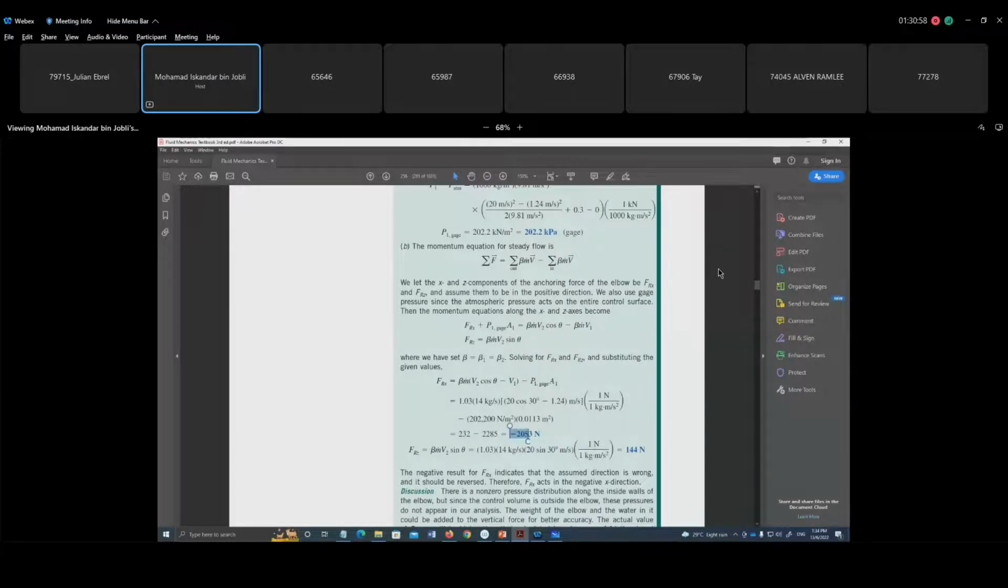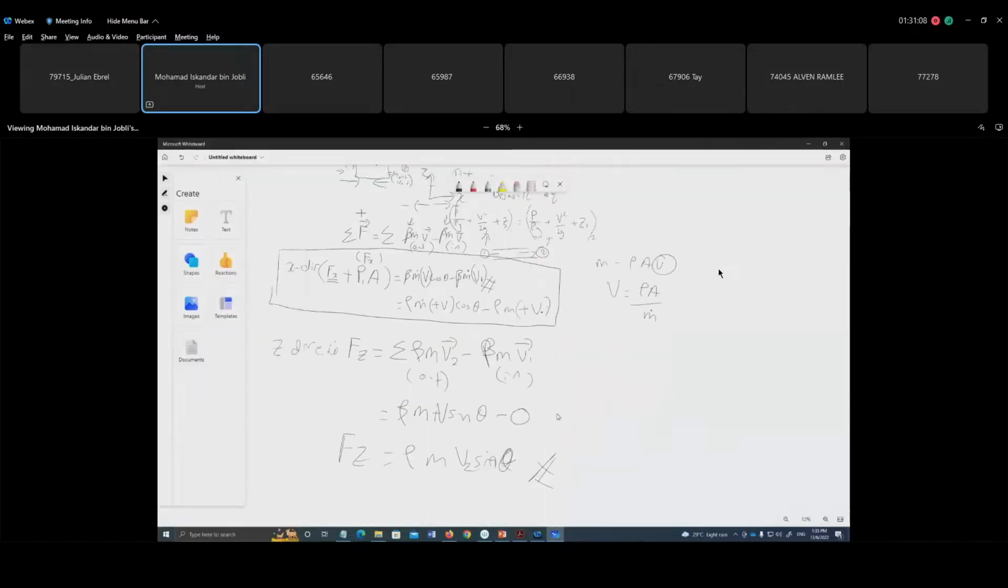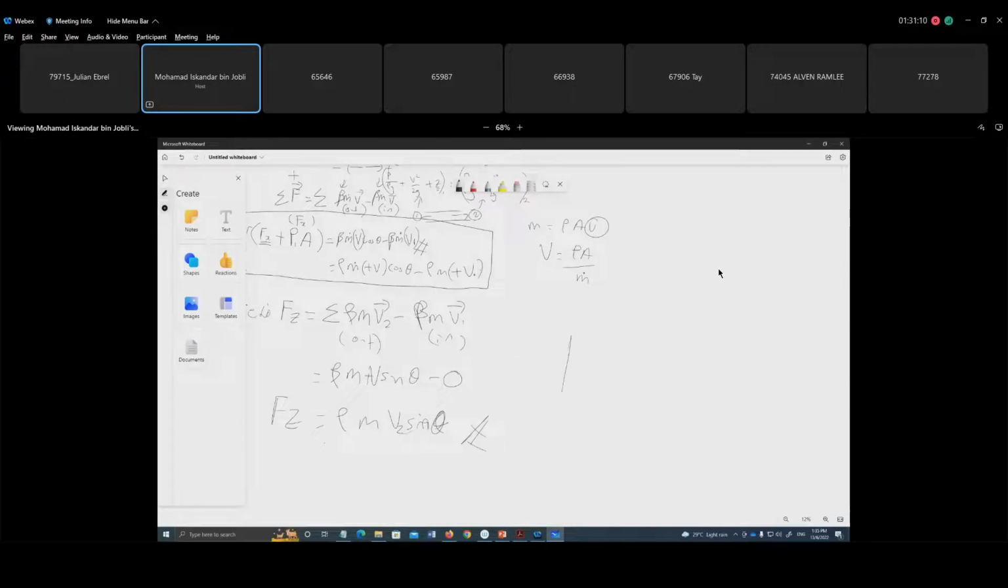Negative here says that initially we assumed the force is acting in this direction, but in fact it's acting on the other side. Based on the calculation, the force is acting on the other side. That's what is meant by negative. You don't have to worry about the negative.